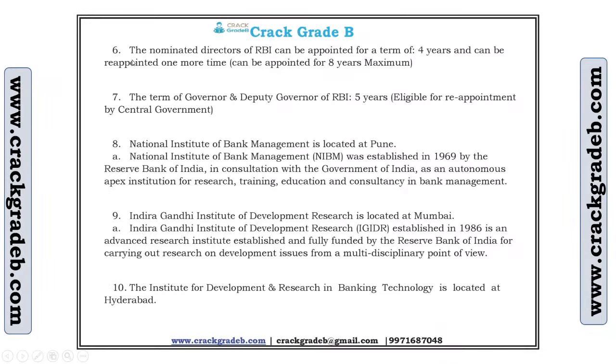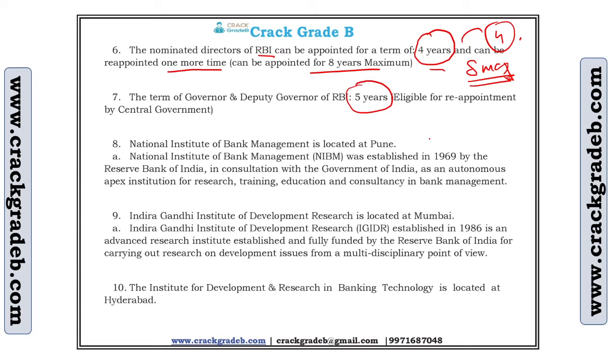Let's move to the next set. The nominated director of the RBI can be appointed for a term of 4 years. Can be reappointed one more time, for 8 years maximum. So 8 maximum, minimum is 4, right? I will only mark the important keyword points, and I will make them round so that you remember them. The term of the governor and deputy governor of RBI is 5 years, eligible for reappointment by the union government, right?